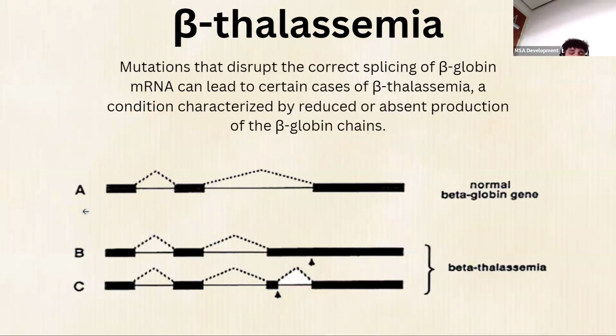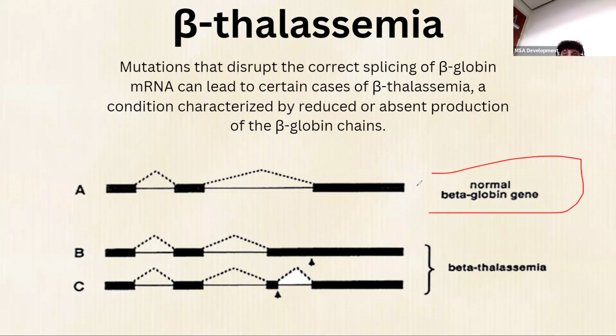Now we're gonna go into diseases. The first disease is called beta thalassemia, or not disease, sorry, mutation. So in alternative splicing, while I'm splicing, I could have mutations, and this can lead to abnormal protein formation. So an example of this is beta thalassemia. Mutations that disrupt the correct splicing of beta globin mRNA can lead to certain diseases, such as beta thalassemia, a condition characterized by reduced or absent production of the beta globin gene.